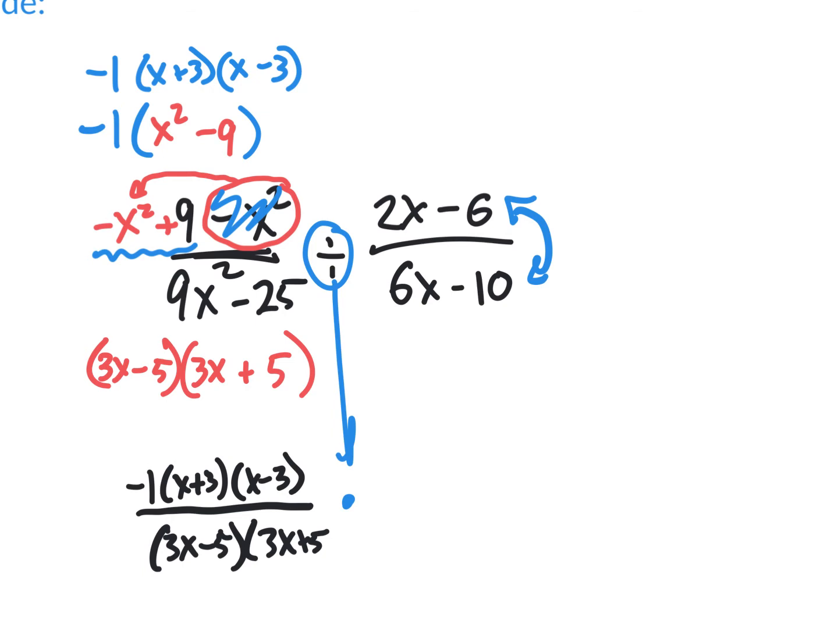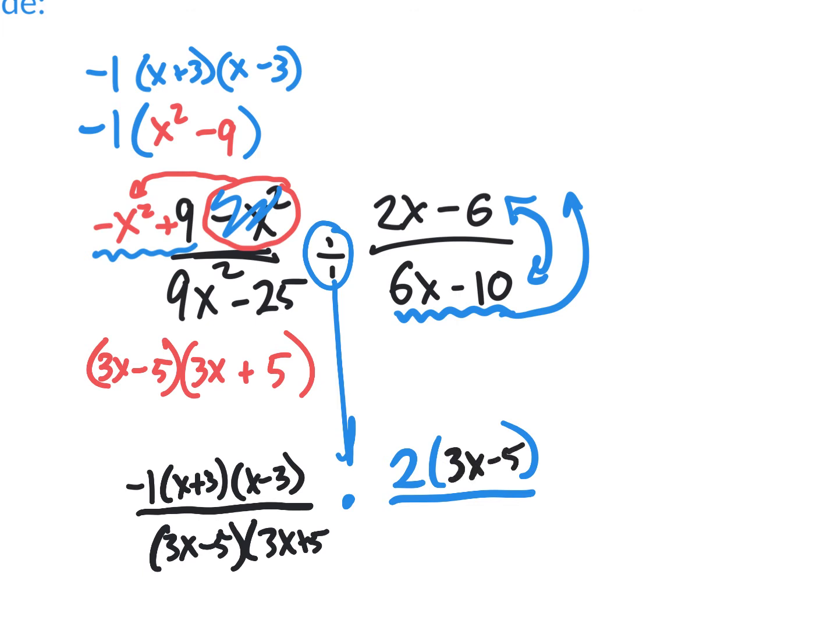But as I am flipping them, writing my new fraction over here, I am going to factor already. So this 6x minus 10, as I move it up, I'm going to factor it and pull out a 2. If I pull out a 2, what would be left? A 3x minus 5. And then this 2x minus 6, as I move it down, I'm going to factor it. I'm going to pull out a 2 again, and I'll have an x minus 3 left over.